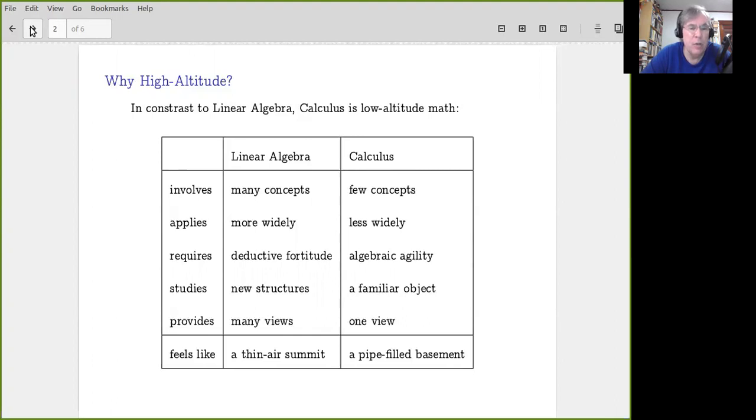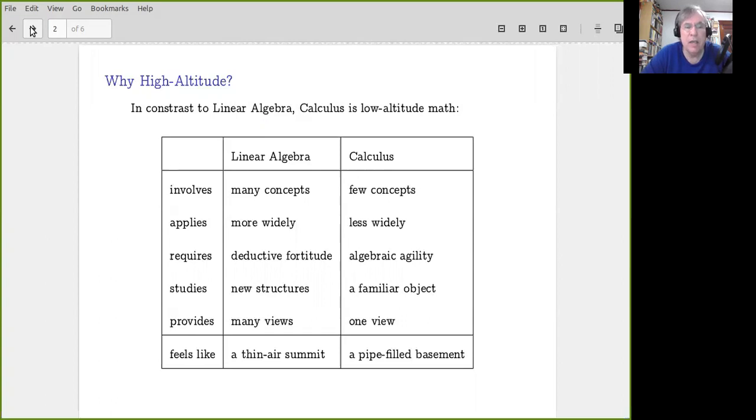Calculus deals with a familiar object, the function, which you studied in pre-calculus. Linear algebra deals with new structures that you haven't seen before. Calculus provides basically a unified single view of functions and integrals and derivatives, whereas linear algebra looks at the new structures that have been found and looks at them from many different angles.